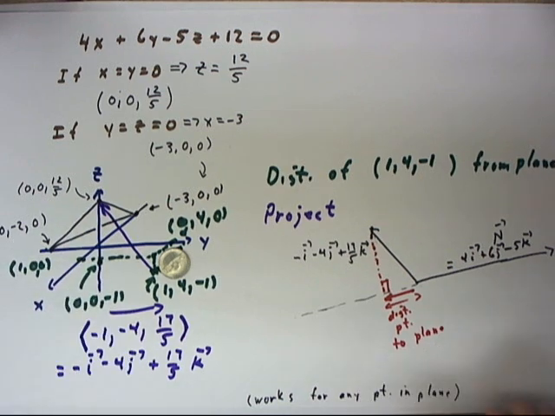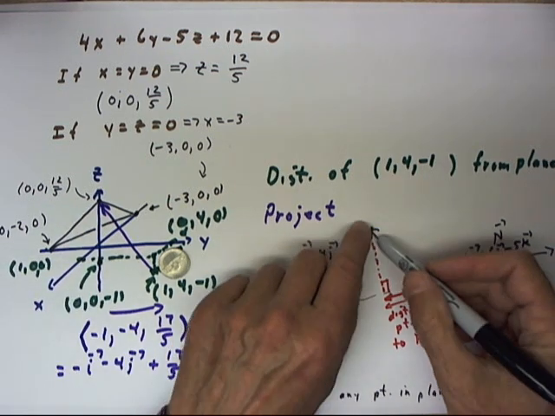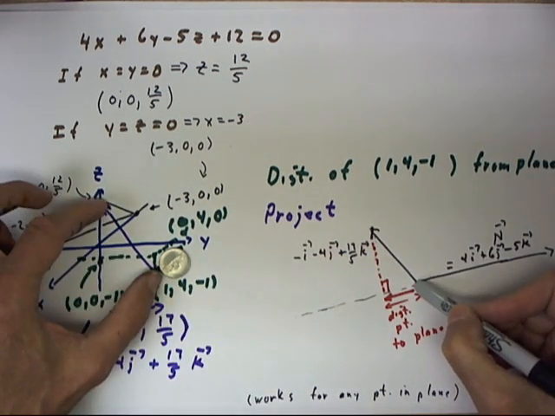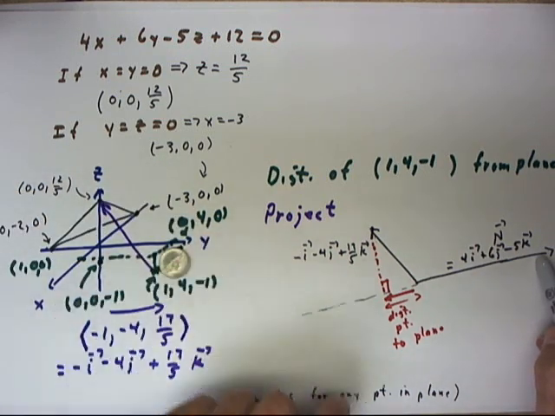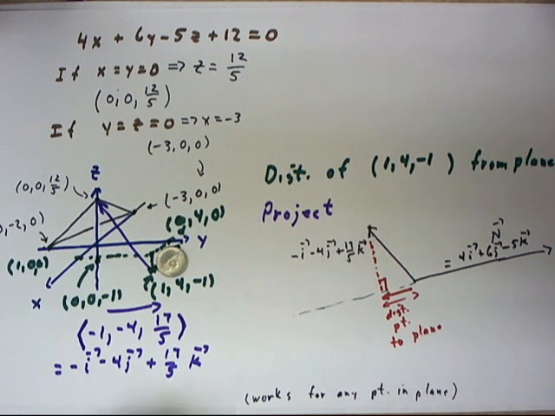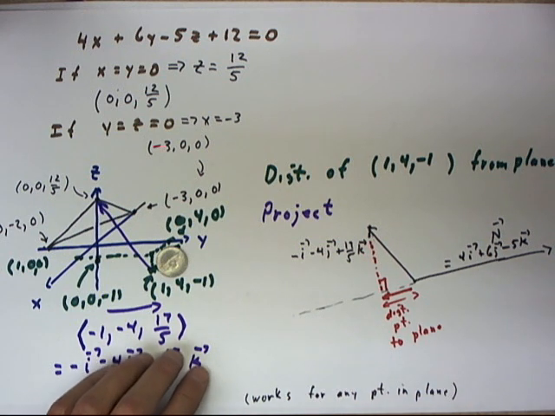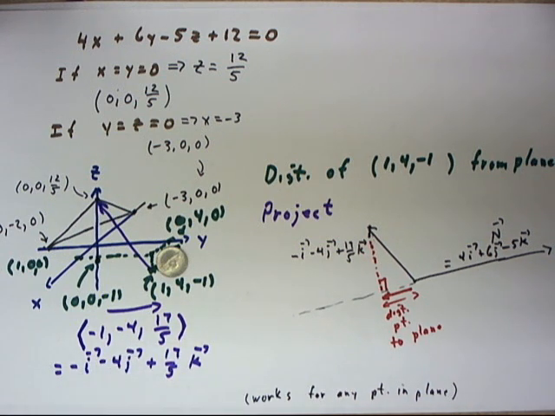So all we have to do to determine the distance from this point to the plane, moving perpendicular to the plane, is project this vector onto the normal vector, the vector perpendicular to the plane, and we'll have the distance. And all we need here is a scalar projection. So let's see how that works.